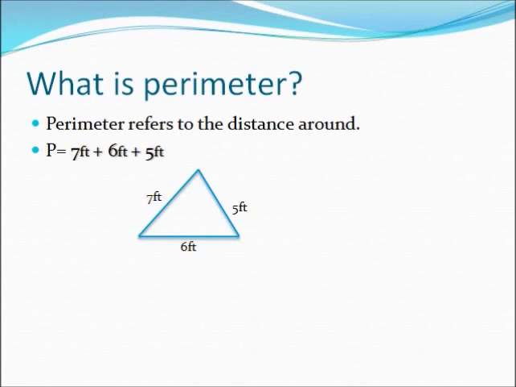Now let's say we label the length of each side with a number. So now we can add our three numbers together. We have 7 feet, 6 feet, and 5 feet. So our perimeter for this triangle would be 7 feet plus 6 feet plus 5 feet. Work it out and see if you can get the answer.